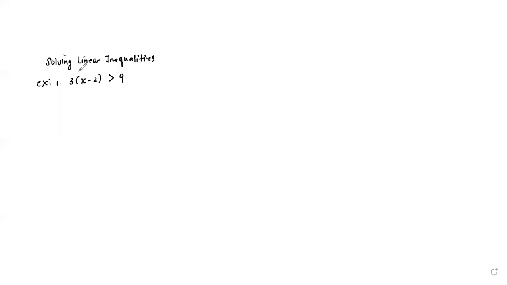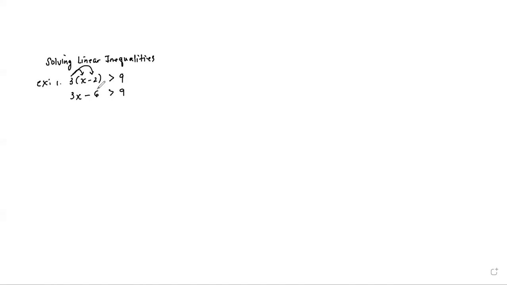Hello everyone. In this video, we shall discuss how to solve linear inequalities. So for our first example, we have 3 times the quantity of x minus 2 is greater than 9. So we can treat this as a linear equation by distributing 3 to both x and negative 2. So we get 3x minus 6 is greater than 9.